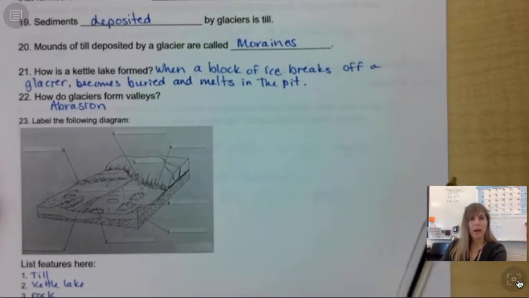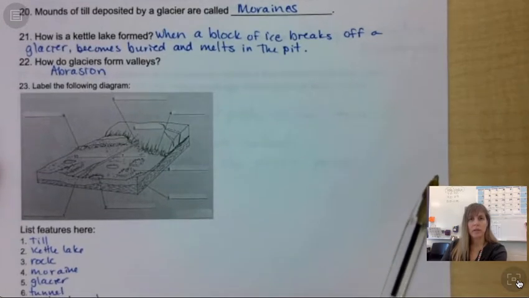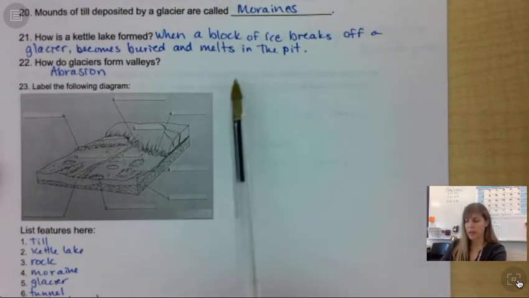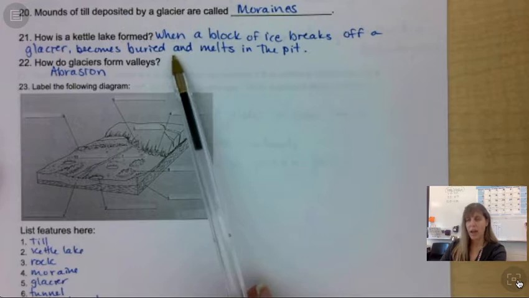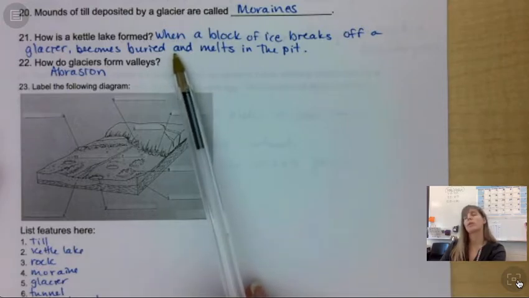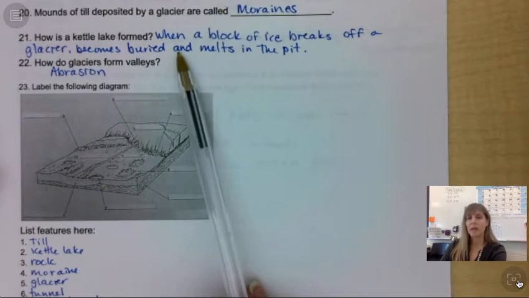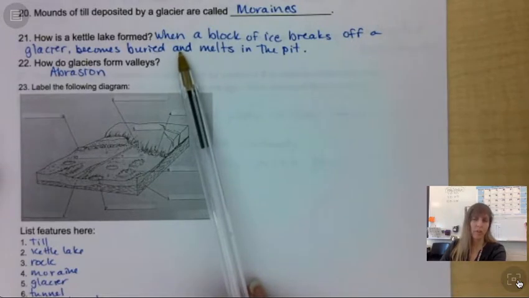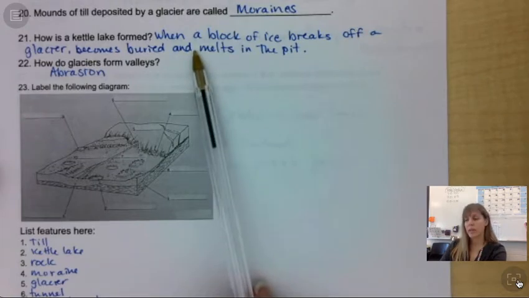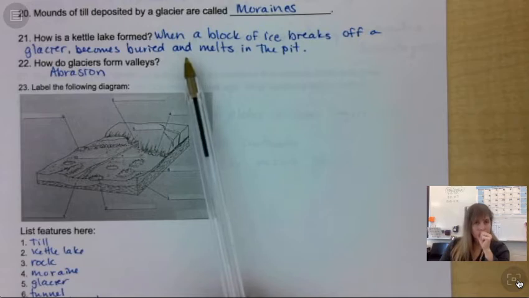Number 21, I asked you how a kettle lake is formed, and it's really when a block of ice breaks off a glacier, becomes buried, and then when it melts, like, okay, so it's been sitting there for a while, so it creates an indent, right, and then it melts, and when it does, the water drains out, or it can fill up with water, but it creates a pit because that big chunk of ice has been sitting there for so long.